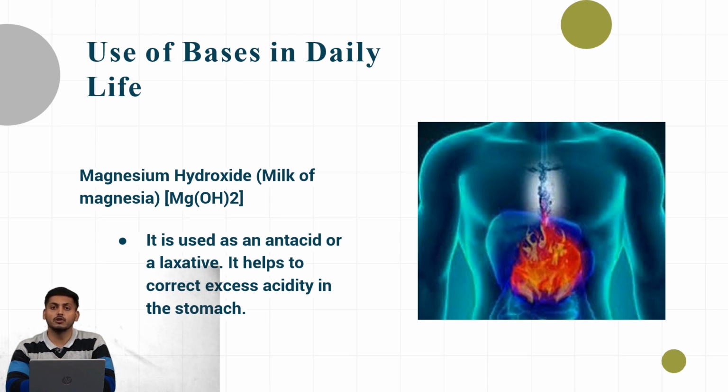In today's generation, we all eat lots of fast food, due to which excess HCl is released in our stomach. We feel very uncomfortable and pain. To remove that excess acid, we use milk of magnesia so that it neutralizes the excess amount of acid.